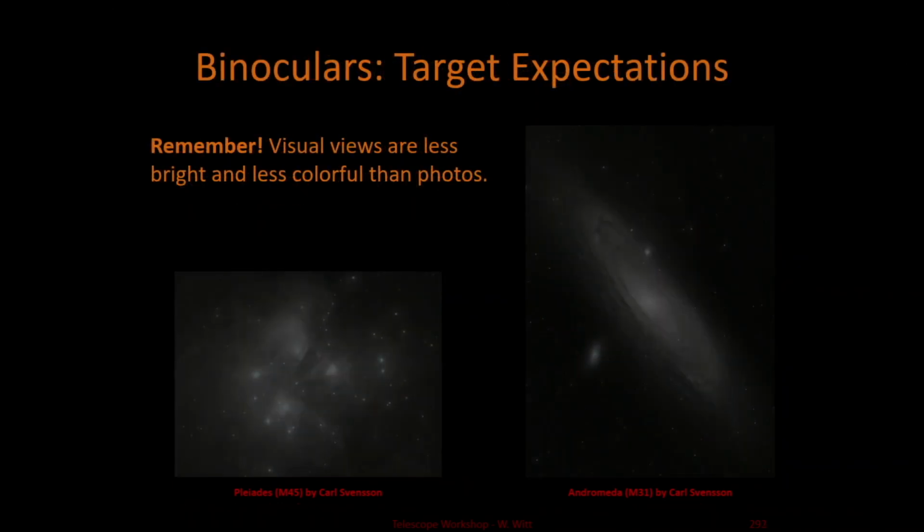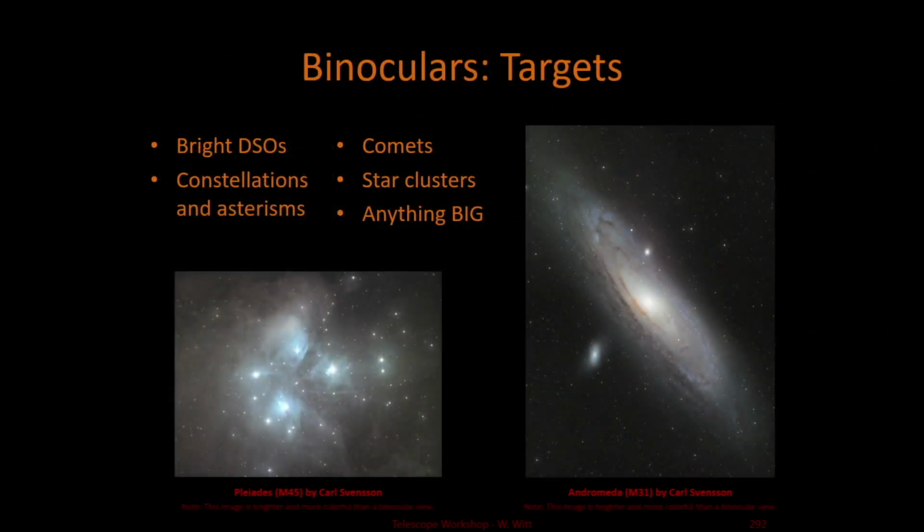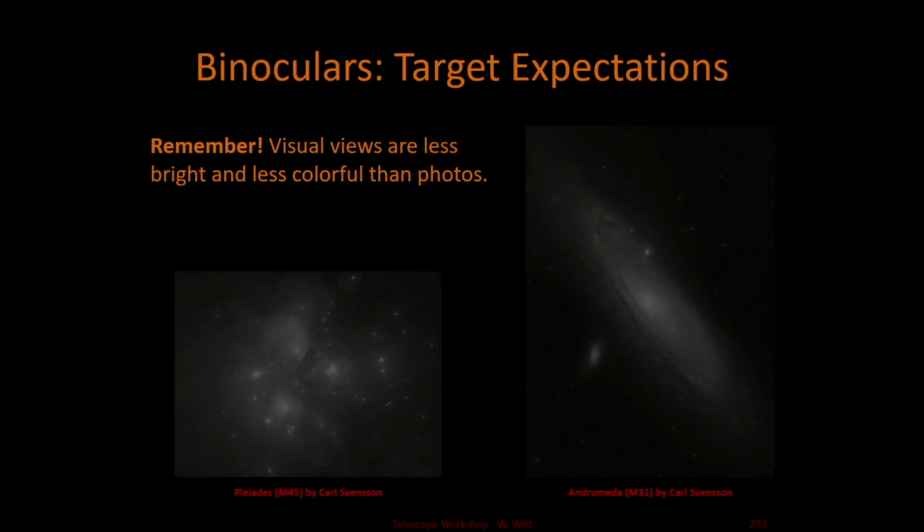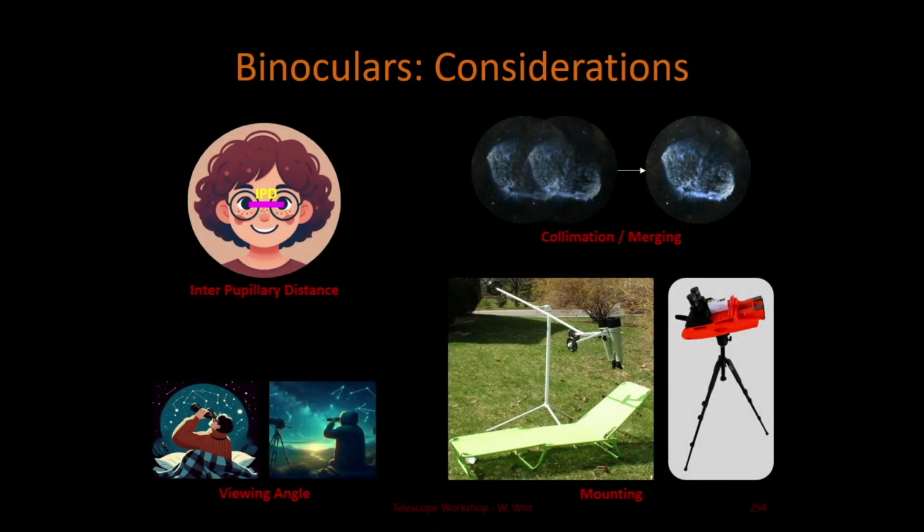And then we've talked about this to a great extent, right? I'm showing images that I took with one of my really complicated astrophotography rigs. But if you're looking at them, they'd be much dimmer, not colorful, etc. So there's a few things to consider when we're talking about binoculars. I'll just quickly go through some of these.